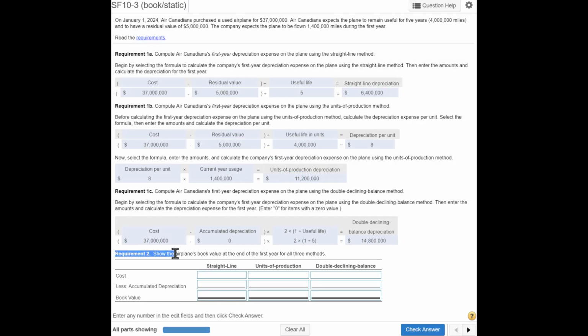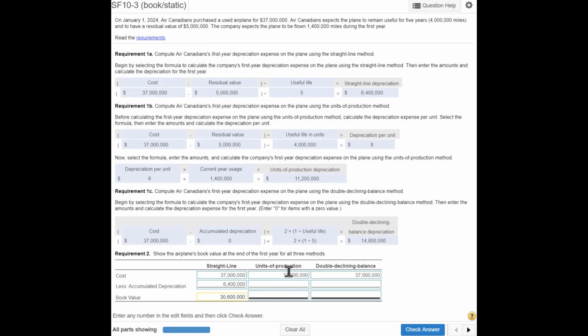Now the last requirement, requirement 2, show the airplane's book value at the end of the first year for all 3 methods or scenarios. Remember, book value is simply the cost of the asset minus the accumulated depreciation. The cost is the same for all 3 scenarios. Let's work on straight line. Remember we're doing this for the first year. After 1 year, the accumulated depreciation is up here, 6,400,000. I'll copy and paste. We do the math, 37 million minus 6,400,000 gives us 30,600,000.